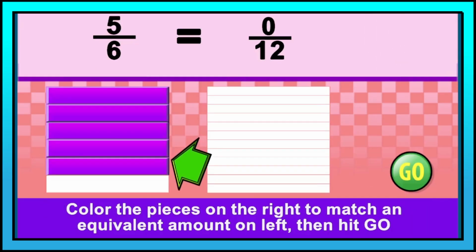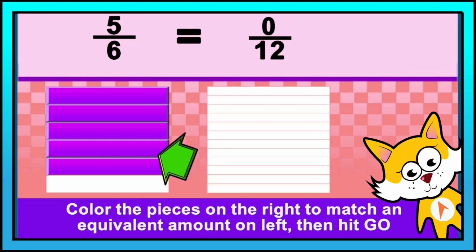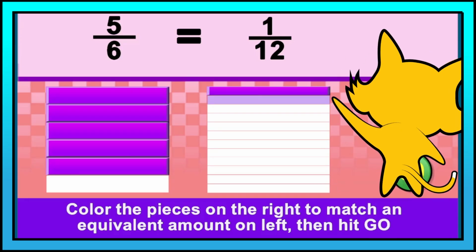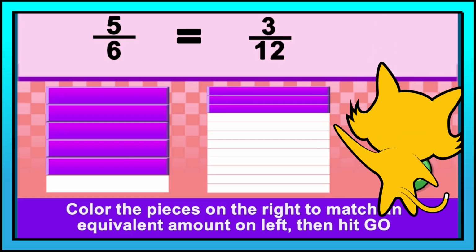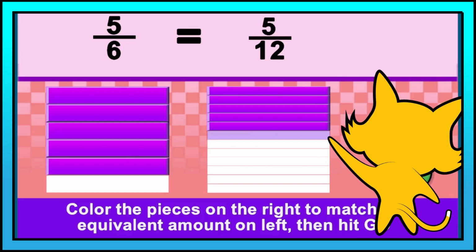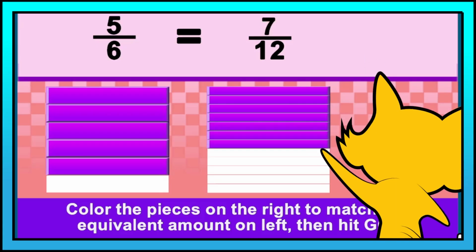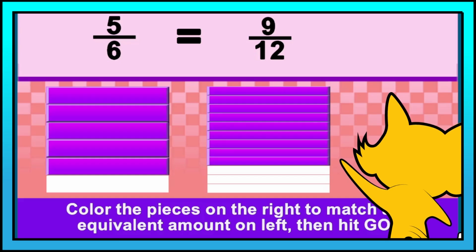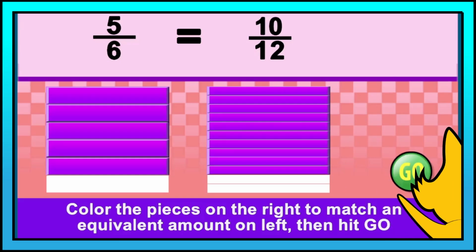That's it. This block has a fraction of the pieces shaded. Shade the other block by selecting the pieces to make an equivalent fraction, then press go. Okay, here we go. 1, 2, 3, 4, 5, 6, 7, 8, 9, 10. This should be it.